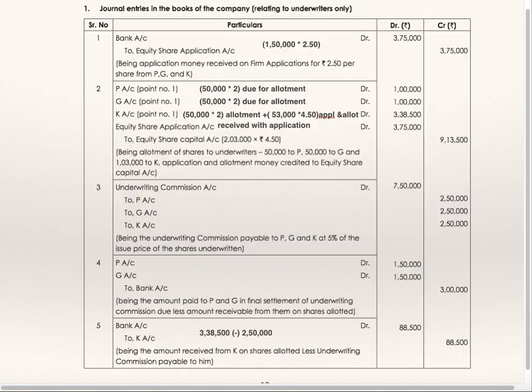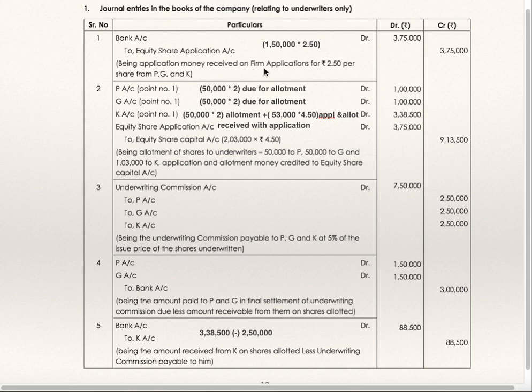Now we'll see journal entries. Bank account debit to equity share application account 1,50,000 into 2.5, being application money received on firm application for 2.50 per share from P, G and K.